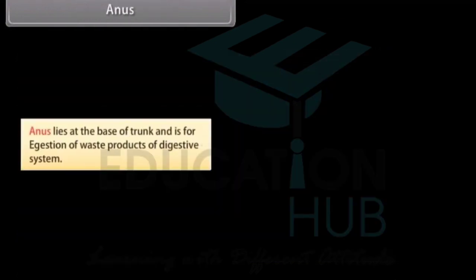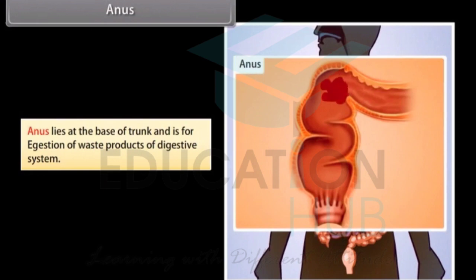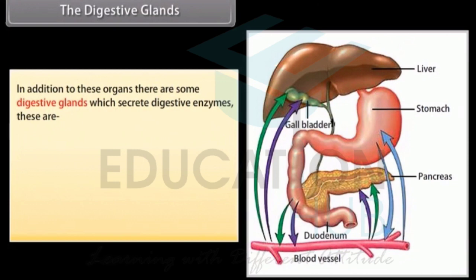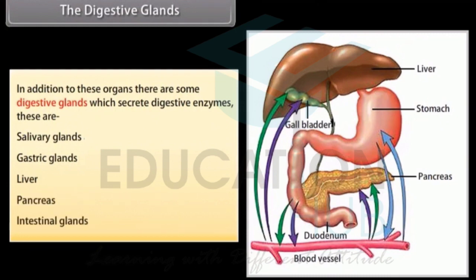Anus. Anus lies at the base of the trunk and is for egestion of waste products of the digestive system. The digestive glands. In addition to these organs, there are some digestive glands which secrete digestive enzymes. These are salivary glands, gastric glands, liver, pancreas, intestinal glands.